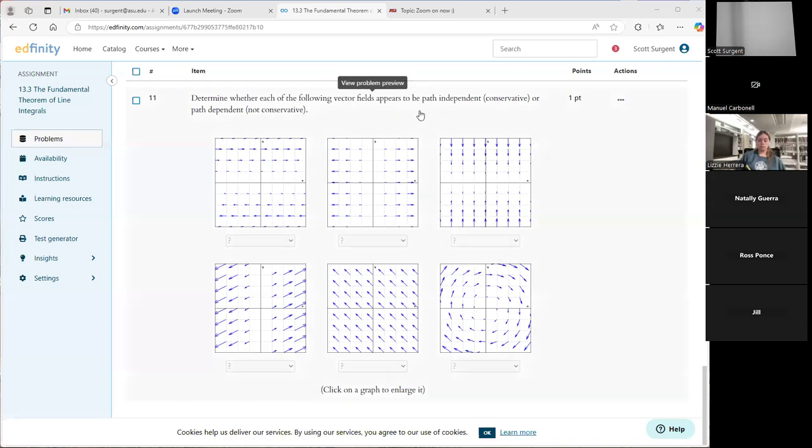So this is 13.3, number 11. Determine whether each of the following vector fields appears to be path independent, i.e. conservative, or path dependent, that would be not conservative.